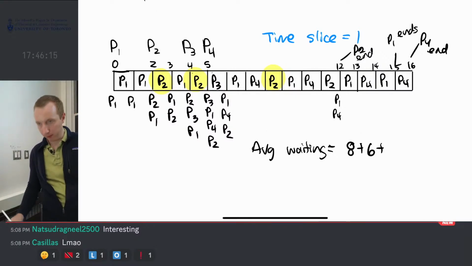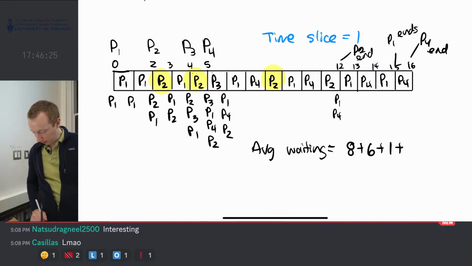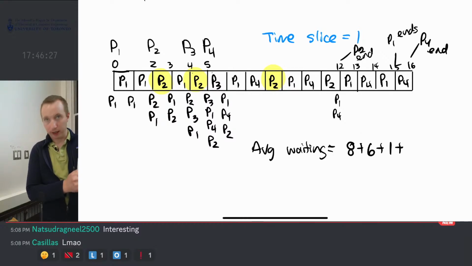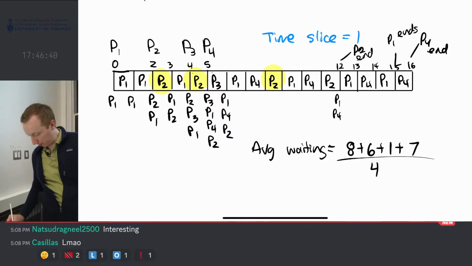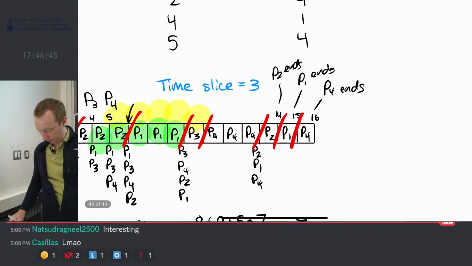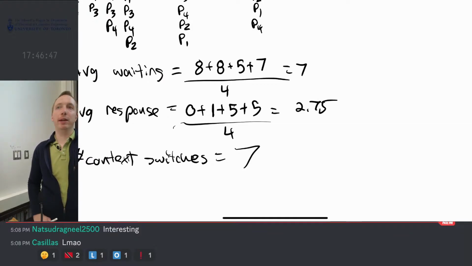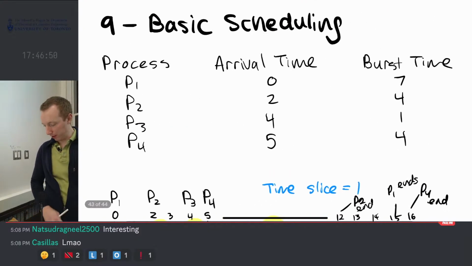Process 3, well, we can just look at it up there. It arrived at time 4, started executing at time 5, so it was only waiting around for 1 time unit. Then process 4, it ended at 16, came in at 5, so it was hanging around for 11 time units. 11 minus the 4 it must have been executing for means it must have been waiting around for 7. So divide that by 4 processes, our average waiting time is now 5.5. Compared to before, it went down a little bit, from 7 to 5.5.